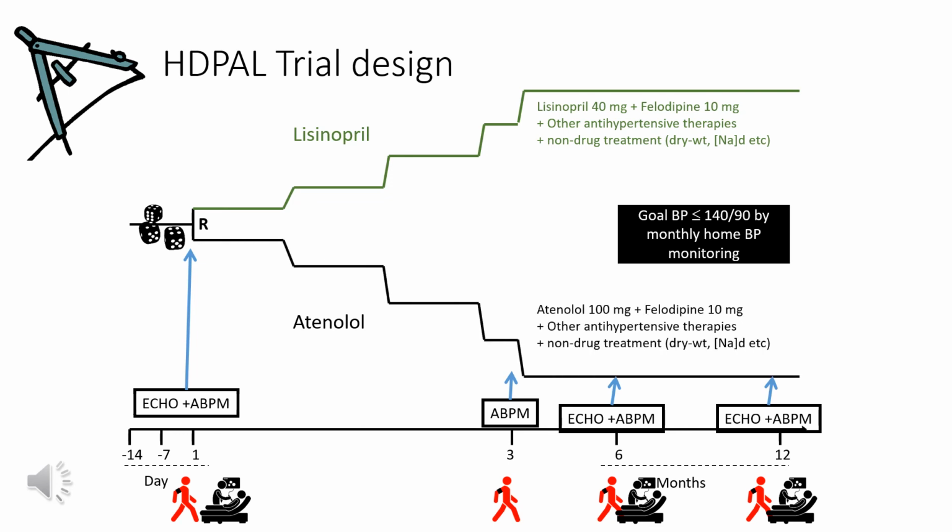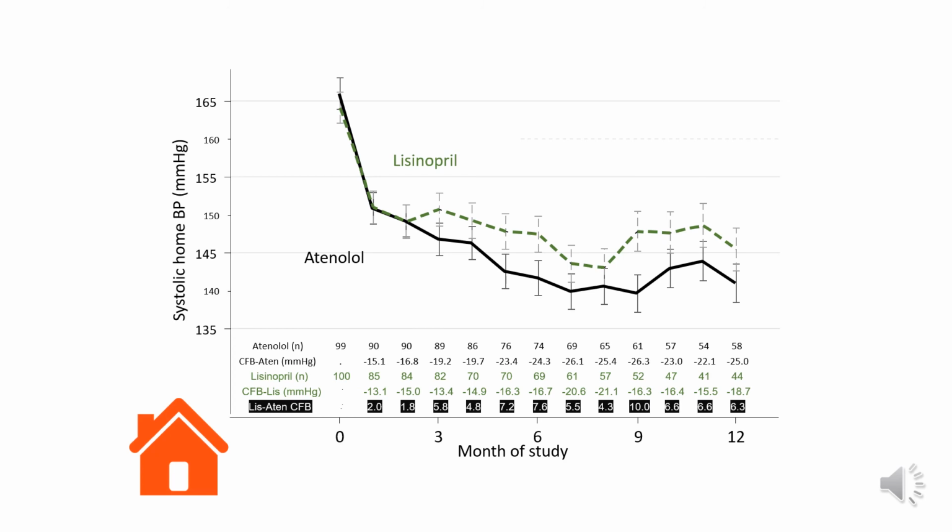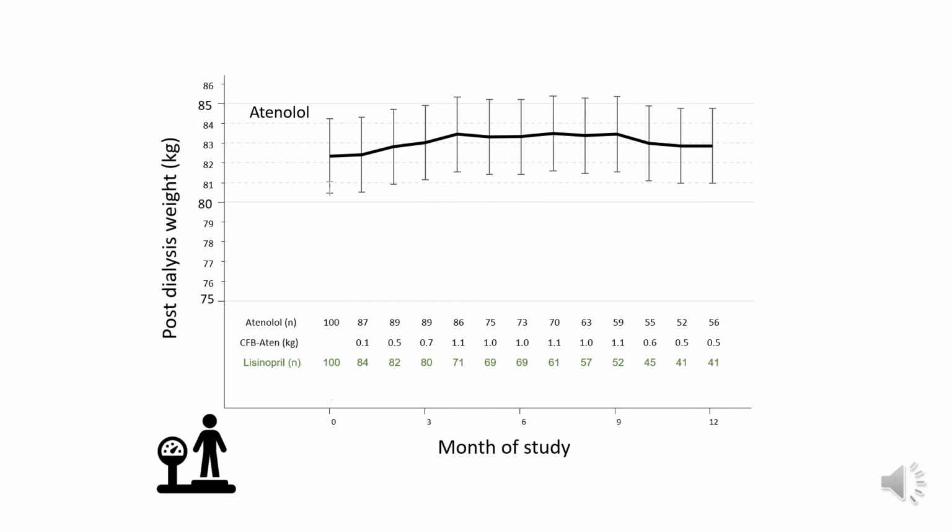Atenolol group got atenolol 25 milligrams 3 times a week. We titrated it up to 50 milligrams 3 times a week, and finally to 100 milligrams 3 times a week given after dialysis. Now, home blood pressure monitoring showed that the home blood pressure was between 5 to 10 millimeters higher throughout the trial. The question is, did we not do our job? Now remember, the goal blood pressure in both these groups was less than 140/90.